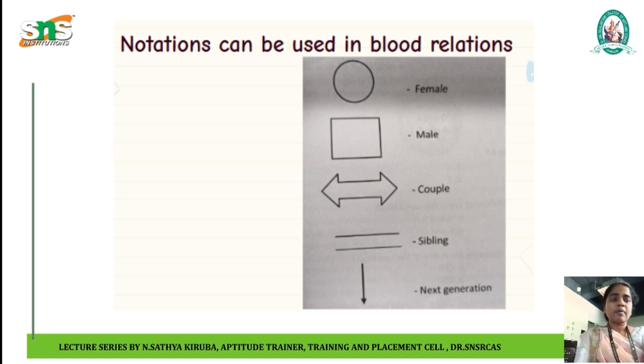Whenever we talk about female, we use the circle symbol. When we talk about male, we will be using the square symbol. Whenever we talk about a couple, a two-way arrow mark will be given. And when we talk about siblings, we will not have any arrow mark, we'll just use two parallel lines. Next generation will always be given by a down arrow.